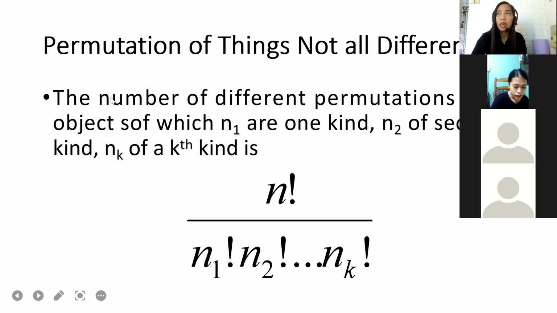How many ways can you arrange the word? So you need to check. Every letter unique, you use linear permutation. If things not all different or merong mga naulit, you're going to use this formula. You're going to apply permutation of things not all different. The number of different permutations of n objects of which n sub 1 are one kind, n sub 2 of second kind, up to n sub k of a kth kind is n factorial over n sub 1 factorial times n sub 2 factorial up to n sub k factorial.